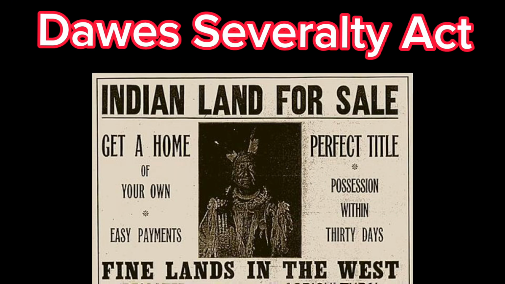The goal of the Dawes Severalty Act was to break up tribal land holdings. Native Americans were offered citizenship provided that they would assimilate to American culture.